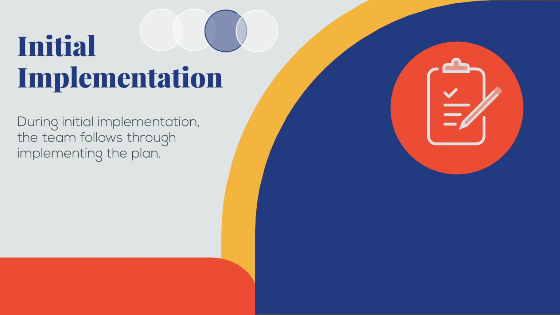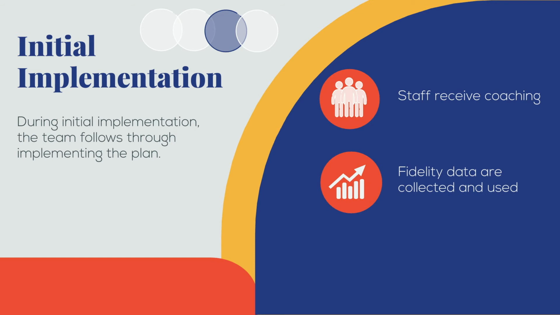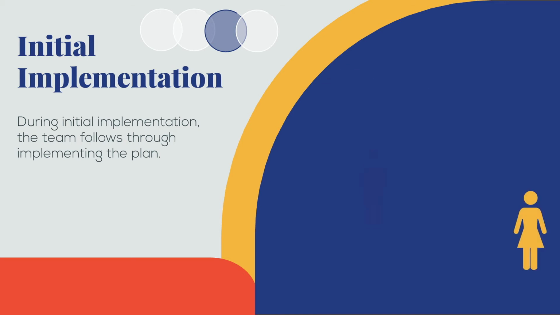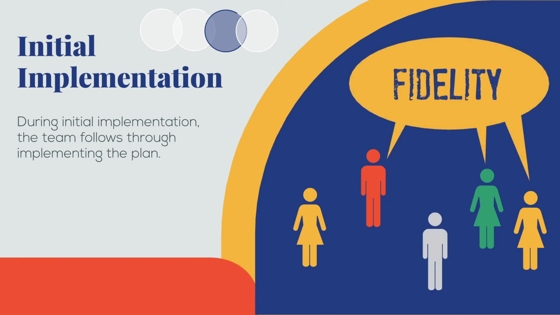The shift to initial implementation happens when staff begin to use the new practice or program. During initial implementation, the team works through the implementation plan, staff receive coaching, and fidelity data are used to strengthen skills. Data and feedback are used to make decisions and update procedures to improve implementation. By the end of initial implementation, some staff are using the practice or program and beginning to implement it with fidelity.